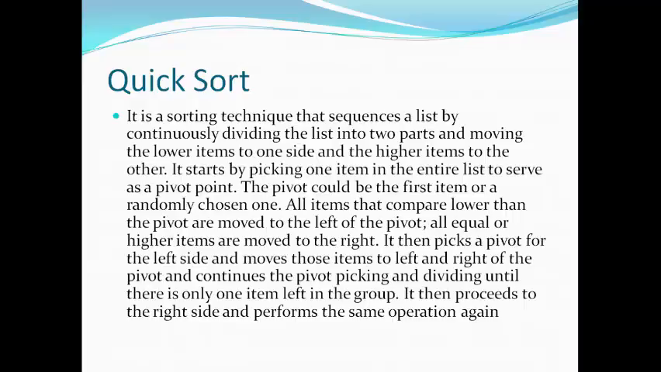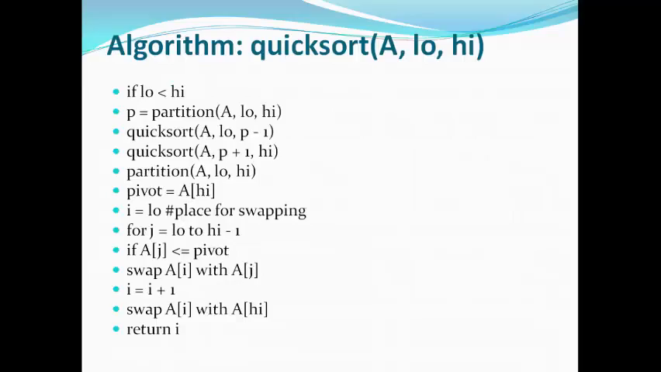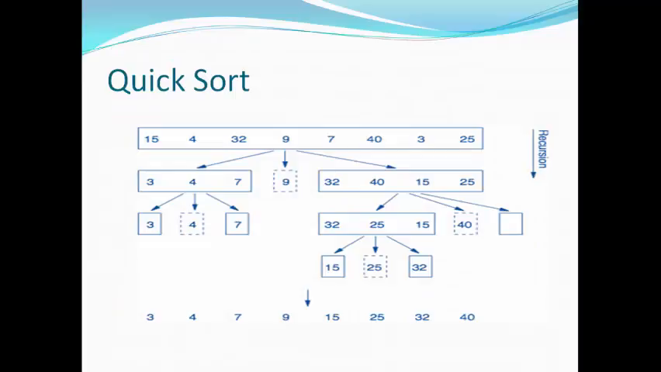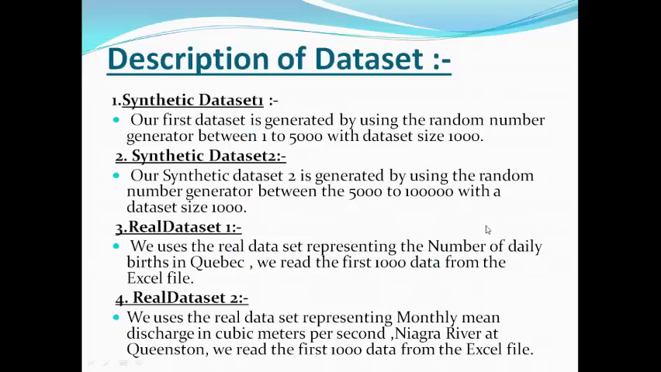It then picks a pivot for the left side and moves those items to the left or the right of the pivot, and continues the pivot picking and dividing until there is only one item left in the group. It then proceeds to the right side and performs the same operation again. Here's the algorithm, and here's the representation, where 9 is the pivot, then 4 is the pivot, 25 and 40 are the pivots.